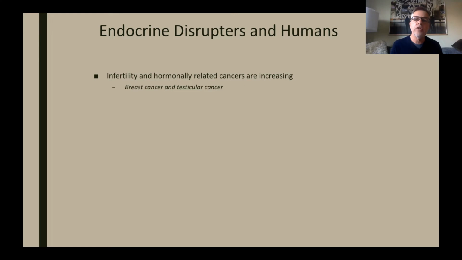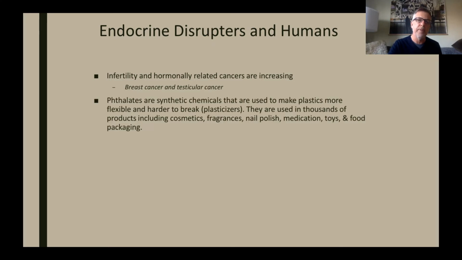One thing we can say in humans is infertility is increasing, and hormonally related cancers such as breast cancer and testicular cancer are rising. Those phenomena are possibly explained by an increase of exposure to endocrine disruptors in the environment.